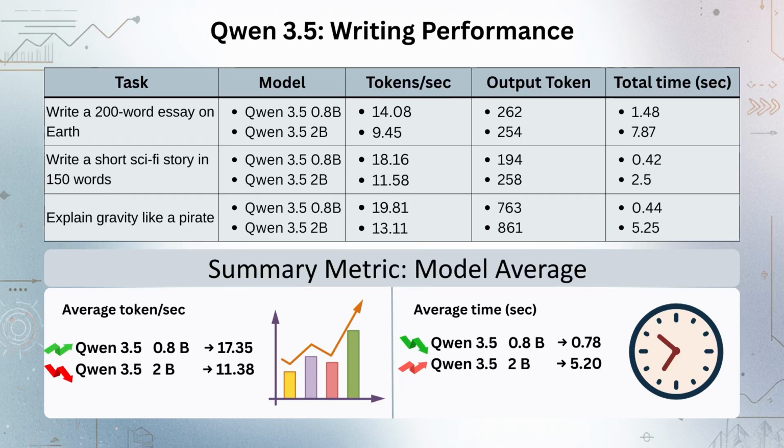The 2 billion model took slightly longer, closer to 7 to 8 seconds for the essay, but you could feel the weight and the difference in the structure. But if that's not an issue for you, you could easily go for the 0.8 billion model as it's lightweight and it could process things faster.